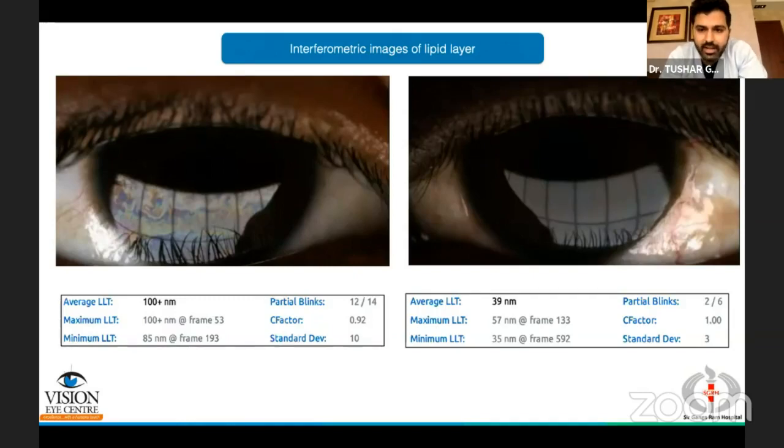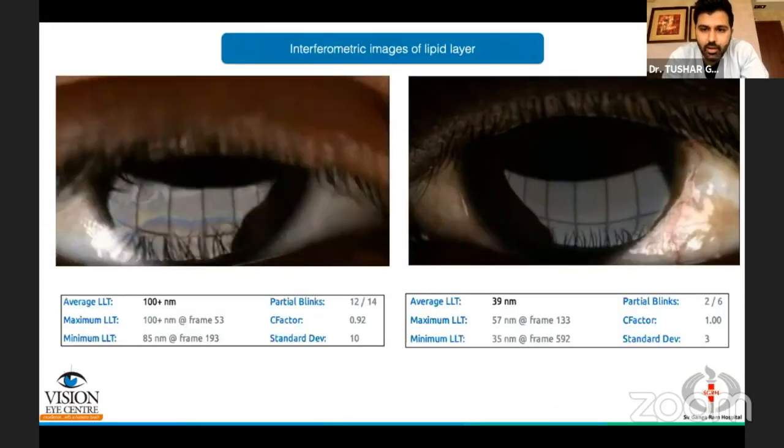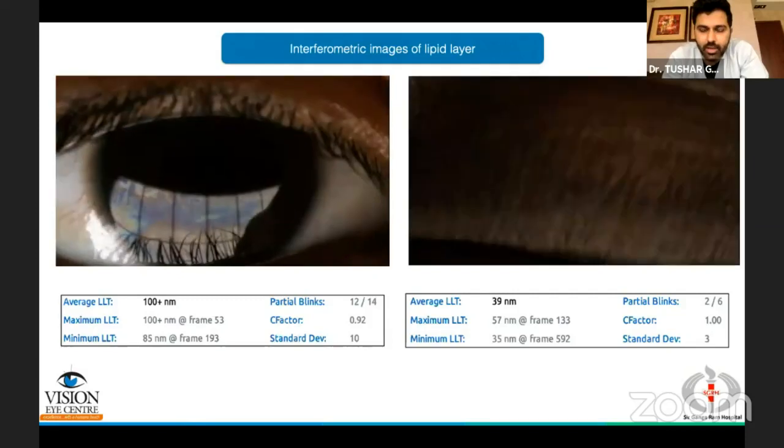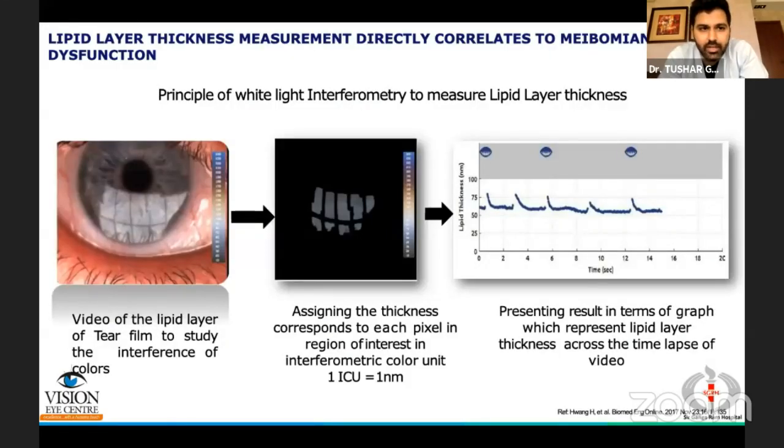But what you see on the right is an individual with a very dull looking lipid layer. You can easily tell by just looking at the interferometric image here, and the lipid layer thickness is also quite low, about 39 nanometers. So this is somebody likely to have meibomian gland dysfunction, likely to have evaporative dry eye. It has been found that lipid layer thickness correlates quite well with meibomian gland dysfunction. So if you look at the lipid layer, you're able to quantify the extent of meibomian gland disease quite well.